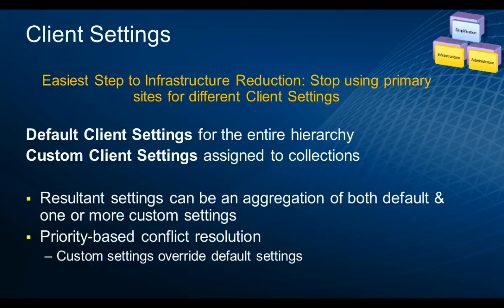So client settings is also a major important part of our infrastructure improvements. It's the easiest step to infrastructure reduction is to stop using primary sites for different client settings. This is one of the most common reasons why organizations would have multi-tiered primary sites, to simply achieve different client agent settings for their hardware software inventory, etc. The main reason for that is because in Config Manager 07, client agent settings, hardware inventory polling, for example, was set at the site level. So by moving that to a different level of filtering, for example at the collection level, we can reduce the need for multi-tiered primary sites.